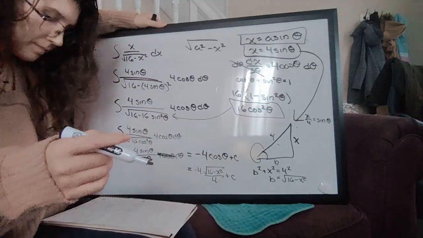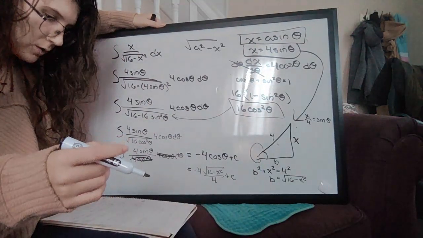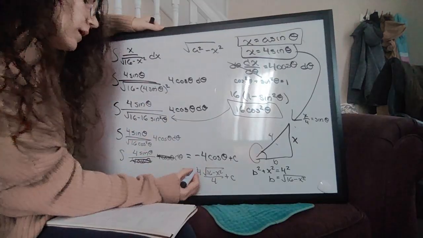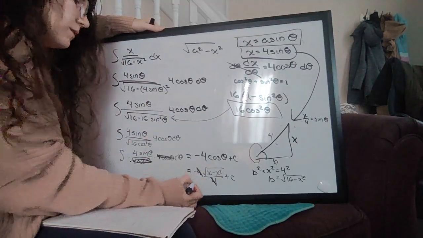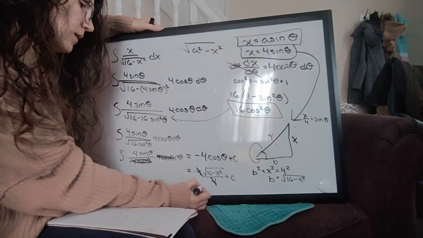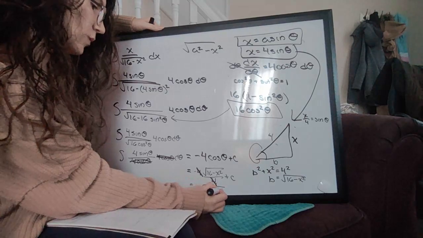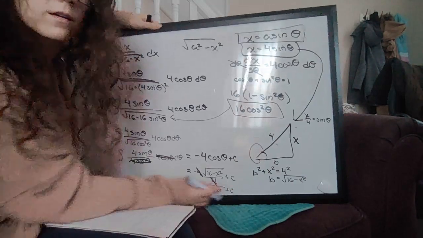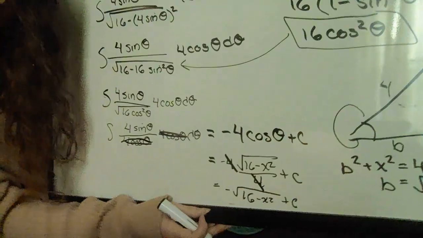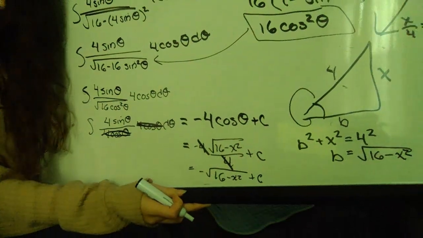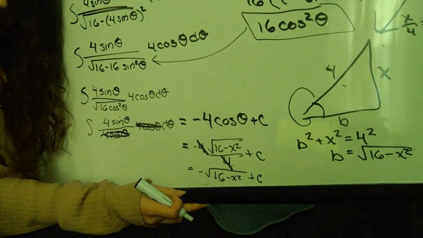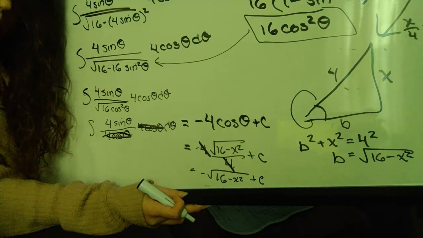Let's see, I lost my space. And then our 4's end up canceling, and this just ends up being negative square root of 16 minus x squared plus c. Very tiny at the end, but that is where that comes from.